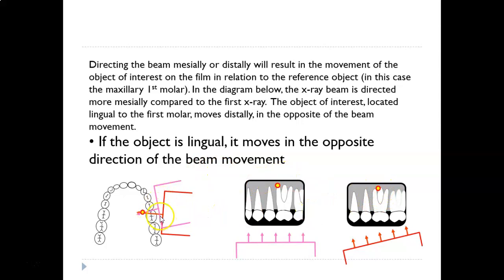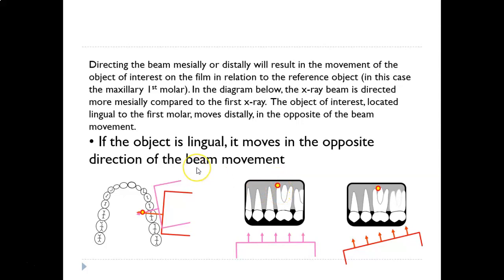So we moved our beam mesial, the red beam is more mesial than the pink, and then the object moved more distal. And you can kind of see these arrows are pointing mesial, but the object went more over the palatal root than over the mesial root.